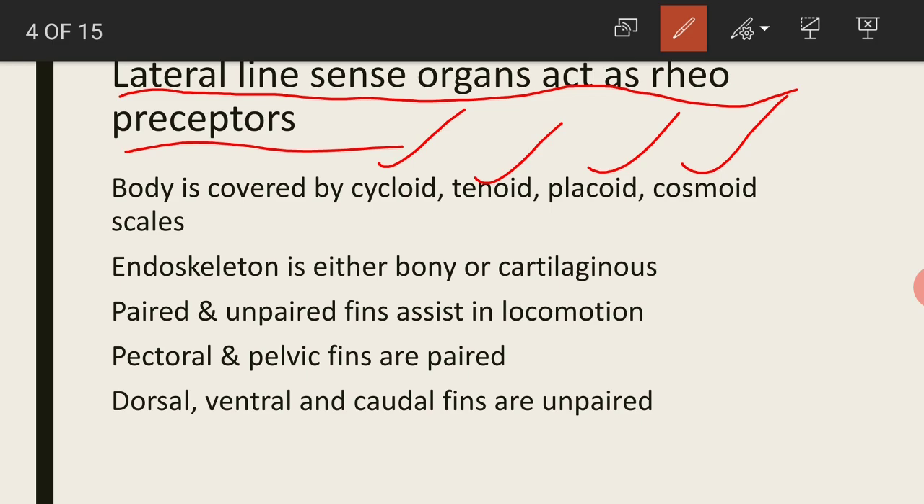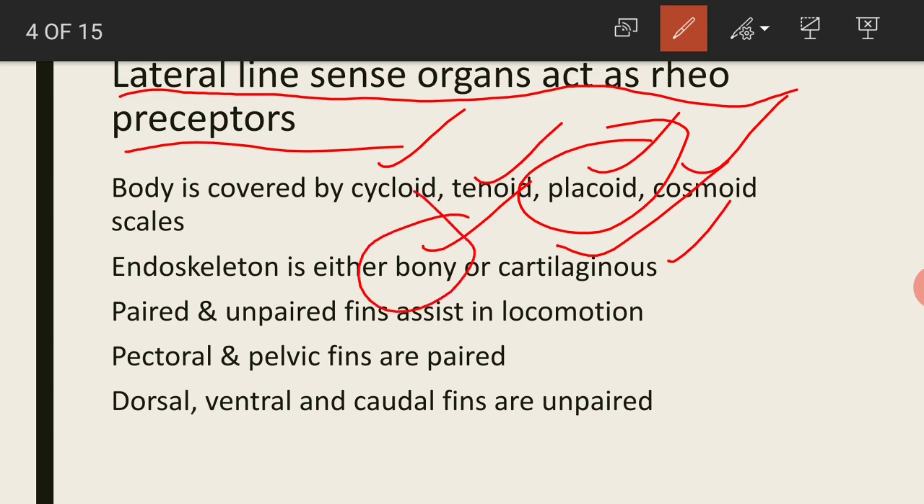So all these types of scales are found in different types of fishes, of course. And out of this, placoid scales are the most primitive scales. They are also called dermal denticles. And scientists opine that these placoid scales are the forerunners of vertebrate teeth. Endoskeleton is either bony or cartilaginous. In case of elasmobranch fishes, the endoskeleton is made up of cartilage. In case of Osteichthyes fishes, the endoskeleton is made up of bone.